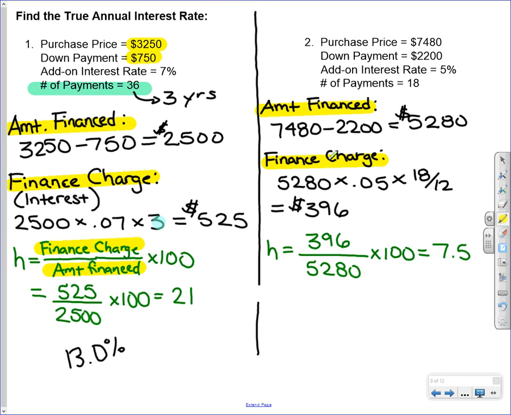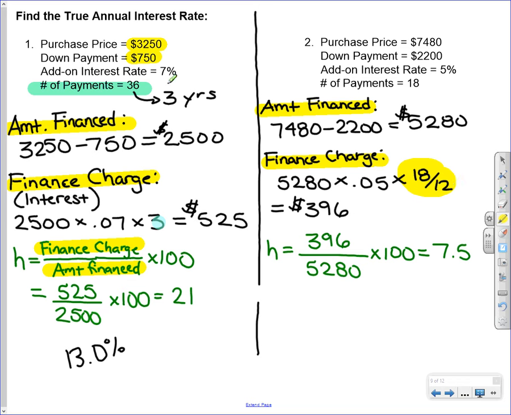The finance charge is 52.80 times 0.05 times, now this comes from 18 over 12, there's 18 payments, so that means 18 months. Remember I said anytime the time is in months, we need to divide by 12. So we just do 18 over 12. I mean, you could also realize that 18 months is a year and a half, so you could use 1.5 there. Any of those are the same thing. But sometimes it's just easier to, if it's in months, just put it over 12.